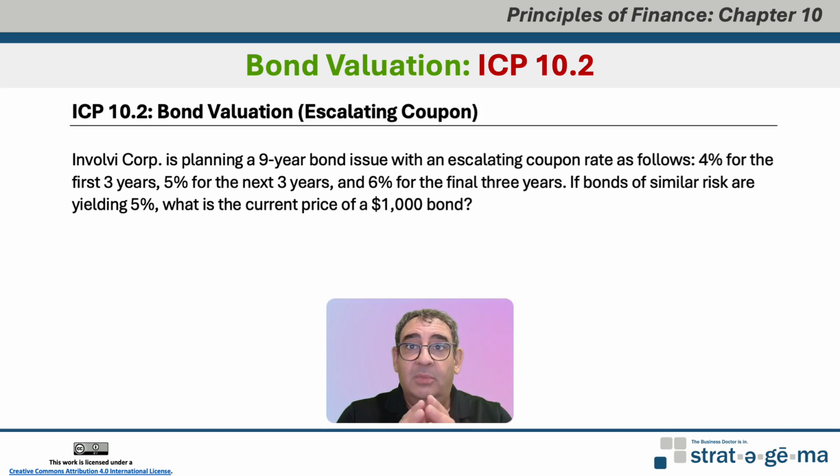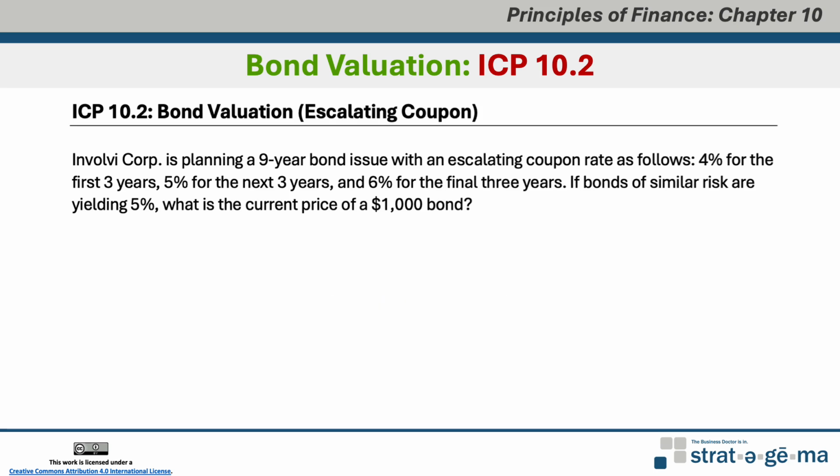And if bonds of similar risk are yielding 5%, what is the current price of that $1,000 bond? The easiest way to think about this question is to first draw a timeline that shows the cash flows of the coupons and the final payment to be received at maturity.